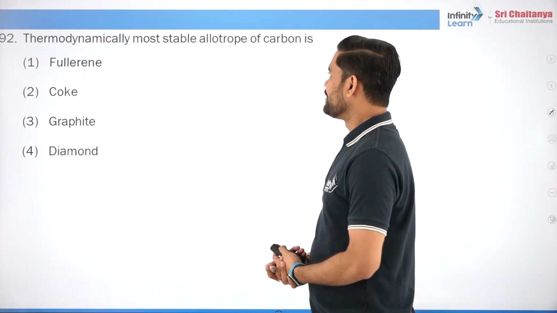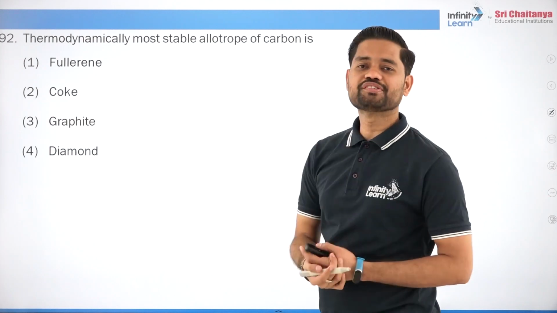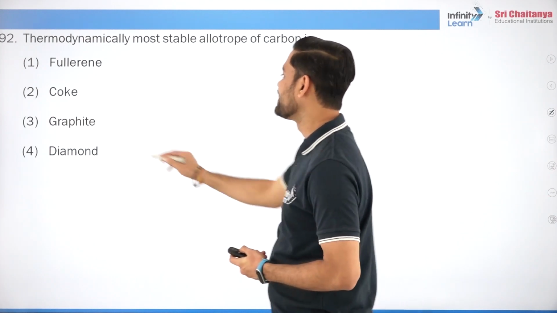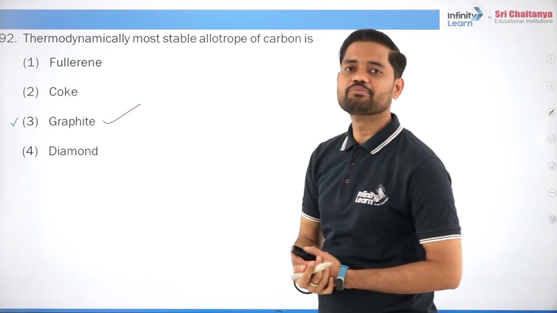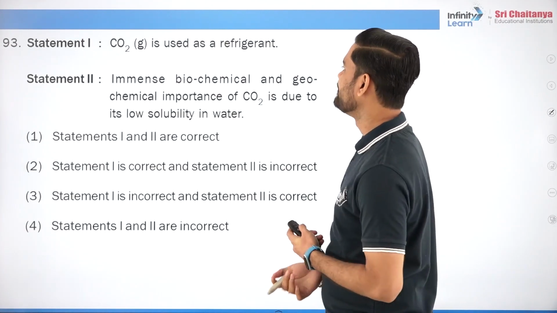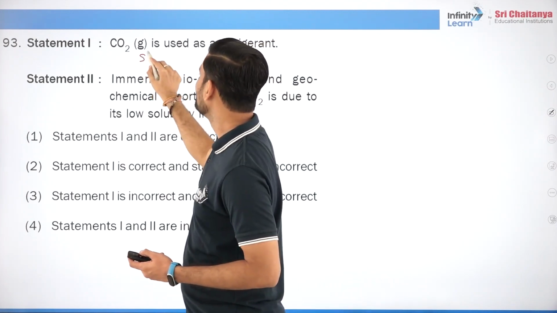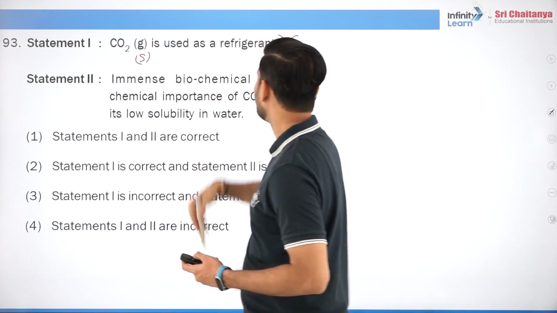92, thermodynamically the most stable allotrope of carbon. The most stable allotrope of carbon is graphite. Remember this thing, the most stable allotrope is graphite. Then the statement, CO2 gas is used as a refrigerant. Wrong. CO2 solid is used as a refrigerant. So this is a wrong statement.